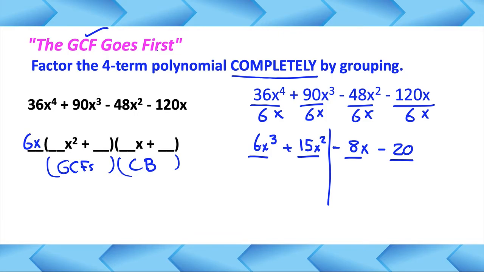Here we go. So what's the most I can take out of a 6x to the third plus a 15x squared? I think I could take out at least an x squared. And then I can also take out a 3. So we'll take that out. What's left over? 3x squared. And then we'll have a 2x plus a 5. I think that's what's left over right there.